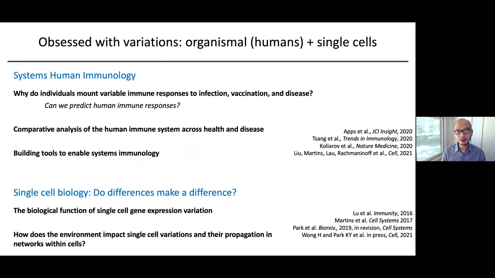So that's just a very broad introduction of the kind of work we do. A key question we often ask is, why do individuals mount variable immune responses? Can we start to predict such responses and uncover potential determinants so that we can modulate the response towards desirable outcomes? We also conduct comparative analysis of human immune states across a range of conditions, healthy individuals but also multiple diseases. Again at the single cell level, beyond cell type and cell subset differences, we're interested in understanding the function of cell-to-cell variations, even in very homogeneous cell populations.